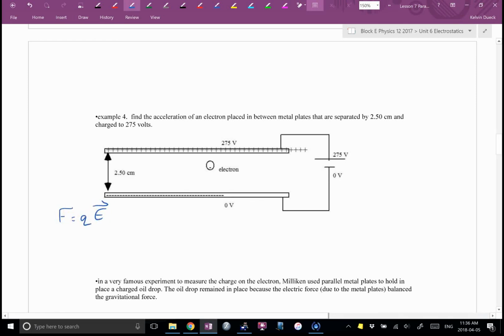QE. That's sort of on your formula sheet, but not quite. Except F equals what? I'm now going to write MA equals Q. And what's the electric field between plates? That's also on your formula sheet. It's the change in voltage divided by how far apart they are.